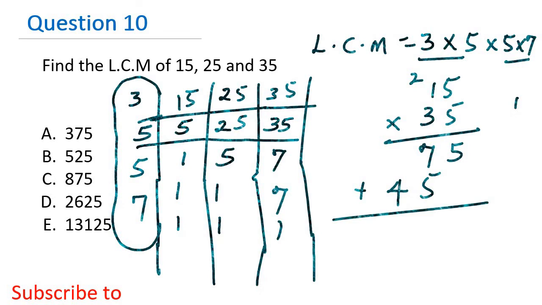Now sum this up. Bring down 5. 7 plus 5, 12. Put 2 and put 1 here. 4 plus 1, 5. 5 to 5 is the LCM, which is B.